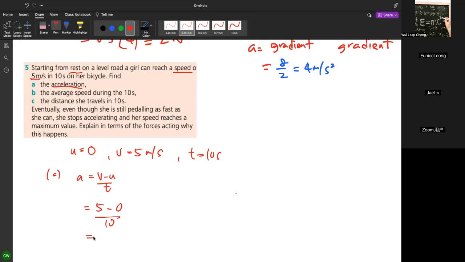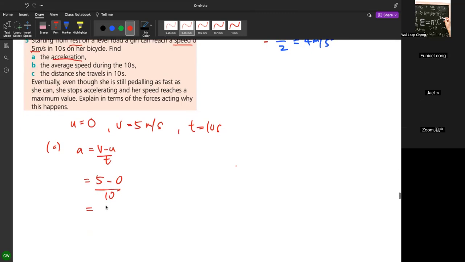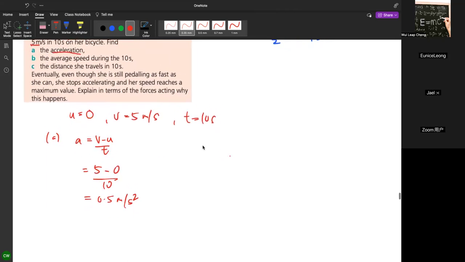So what is the value? Okay, so 5 over 10. 5 over 10 is 0.5 meter per second square. So this is the acceleration.